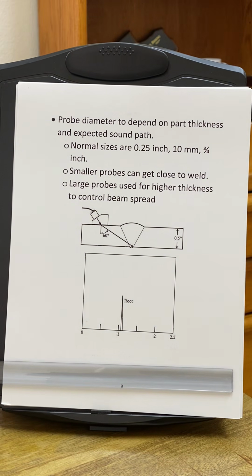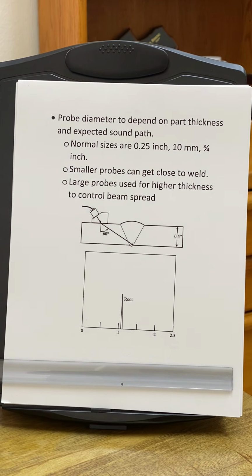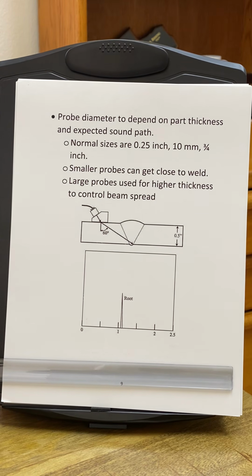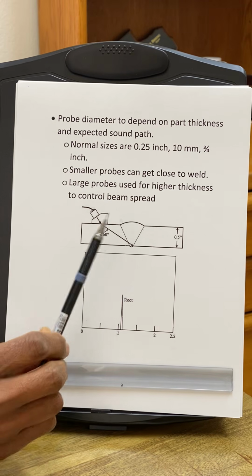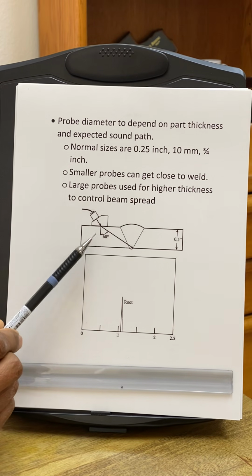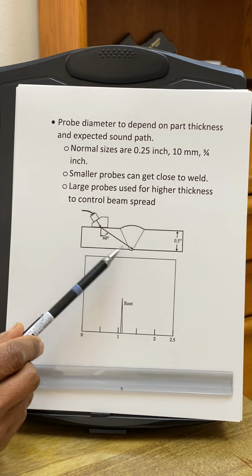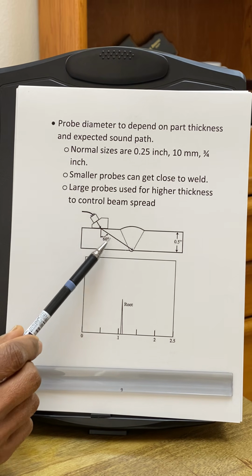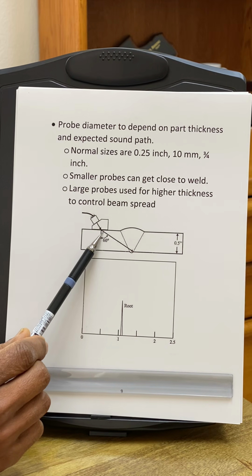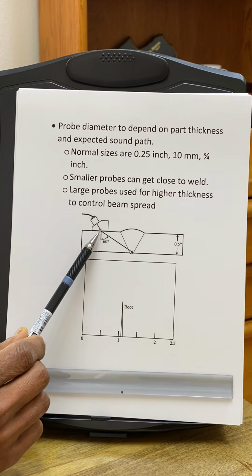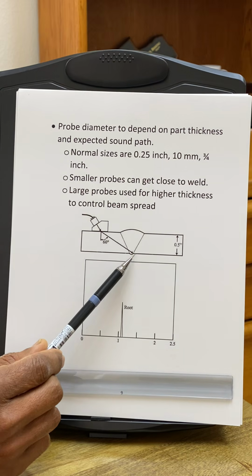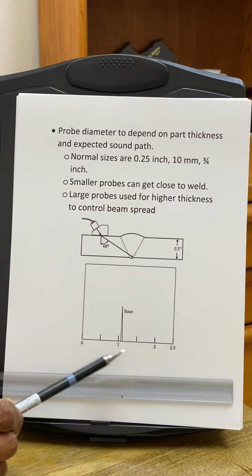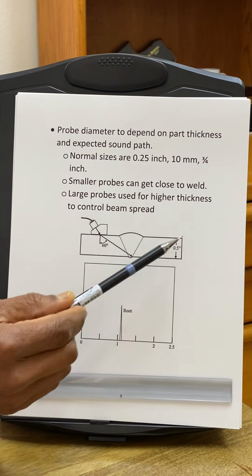Now, this slide is very important. Probe diameter depends on the part thickness and expected sound path. Here is an example showing inspection of a half-inch thick weld, and in this case we are using a 60-degree refracted angle. With this angle we are illuminating the root in the first leg. This is called the first leg, and it shows up on the screen here because it's half-inch thick.